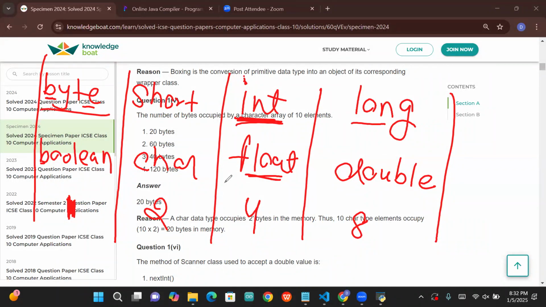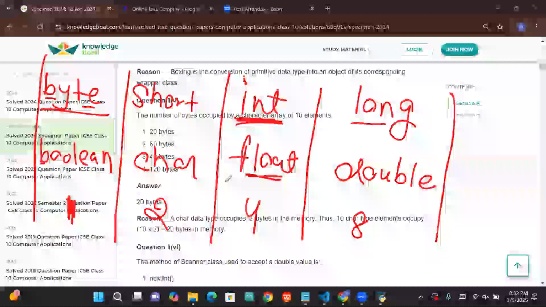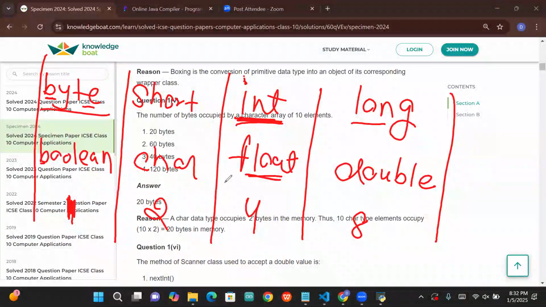Byte and boolean both 1. Short and character both 2. Integer and float both 4. Long and double both 8. Right? Their size in bytes. These sizes are in bytes. Now sometimes they may confuse you.